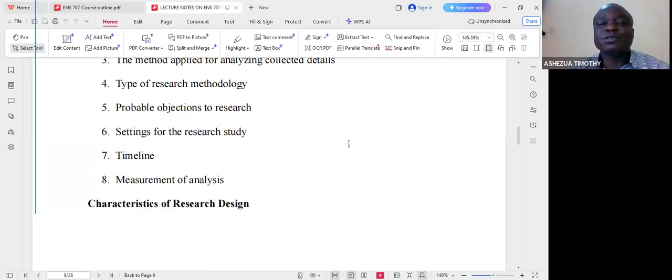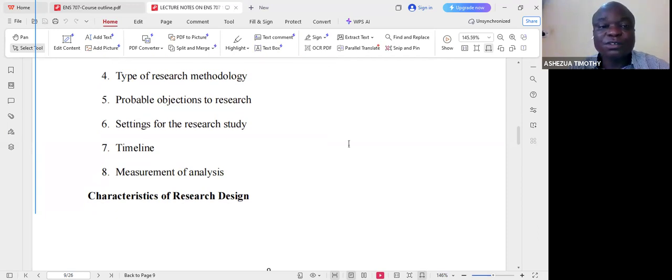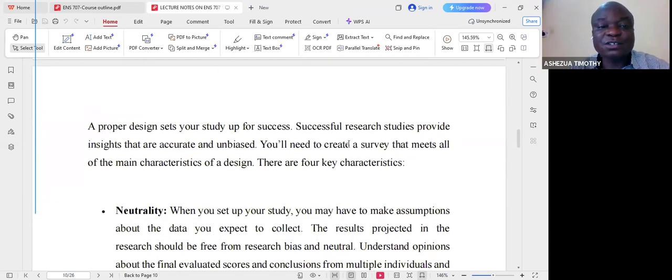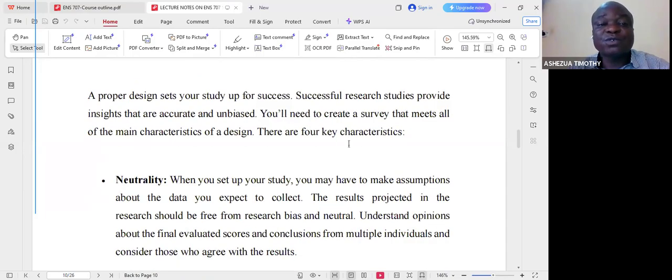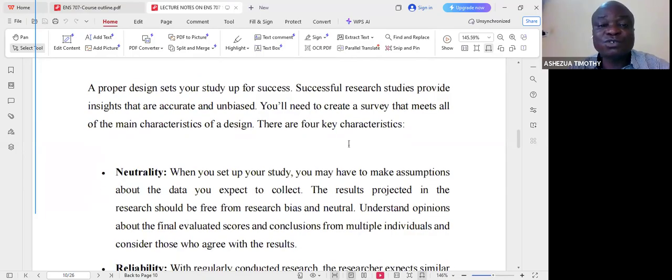Then we have measurement and analysis. So these eight steps are the research design elements that you need to know. And this research design has some characteristics. The very first one is neutrality. It has to be neutral.